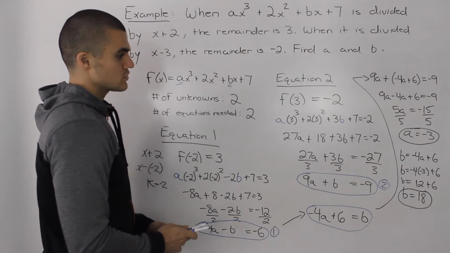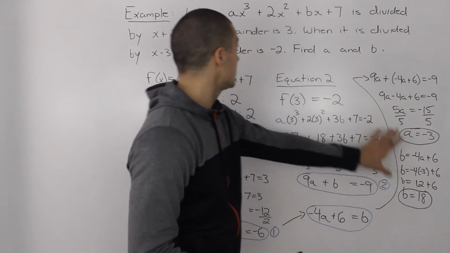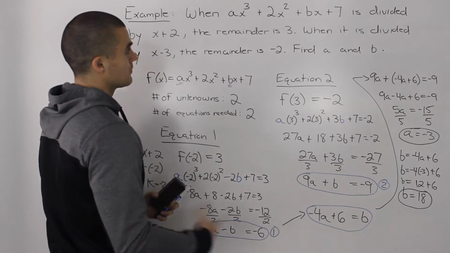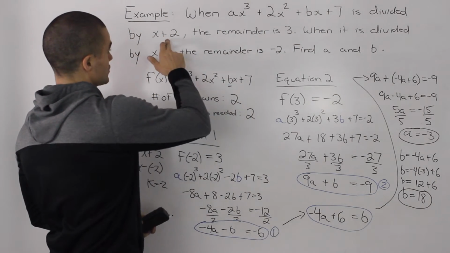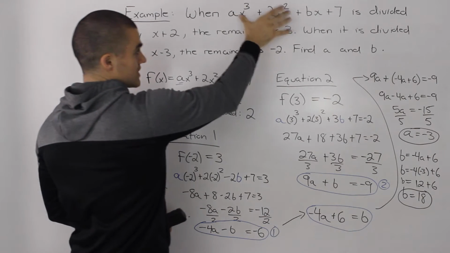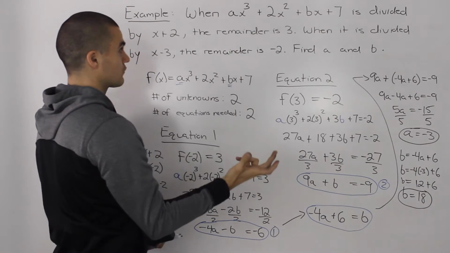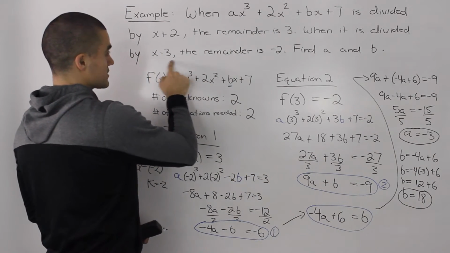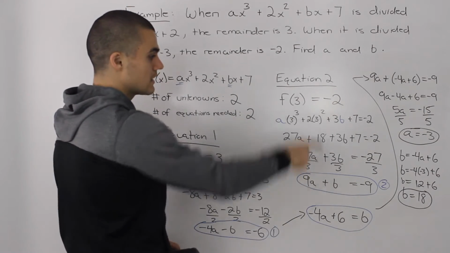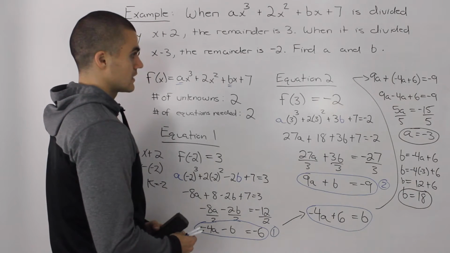Now, you can also check your work by taking these a and b values, plugging them into the dividend, and then using the remainder theorem, or even just doing long division or synthetic division if you have the time or you want the extra practice. So take that dividend with the a and b values, divide it by x plus 2, see if you get a remainder of 3. And then divide it by x minus 3, see if you get a remainder of negative 2. And if you do, then you know that your solution is correct.